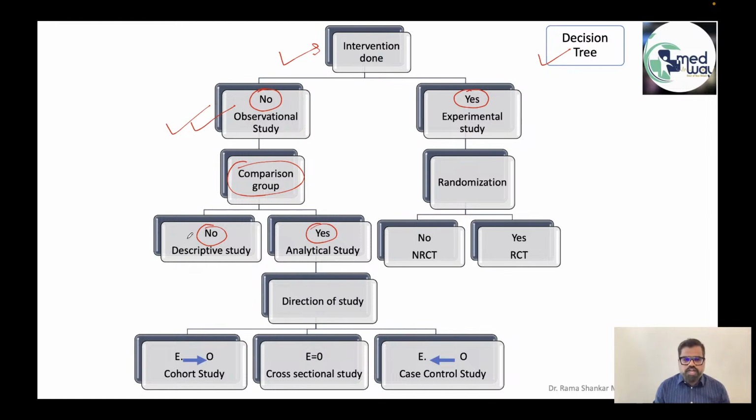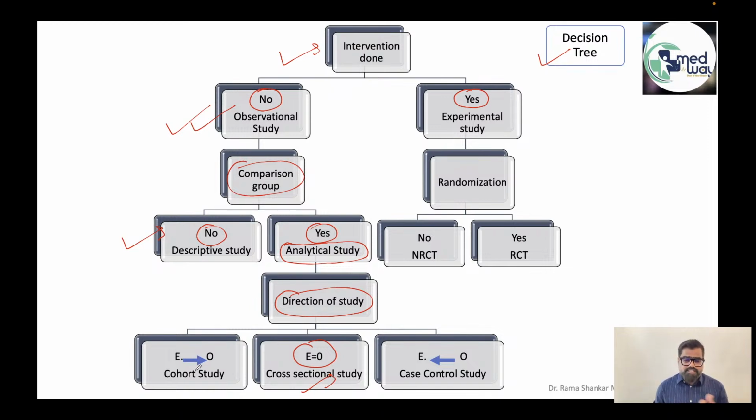If you are not going to compare, then what are you going to do? You are only going to describe. So it becomes a descriptive study, descriptive epidemiology. If you want to compare, then you are doing analysis. It becomes an analytical study. Then the next question is, what is the direction of the study? You say, no, there is no direction. I want to assess now and give the status. So exposure and outcome is on the spot. So it is a cross-sectional study, neither forward nor backward.